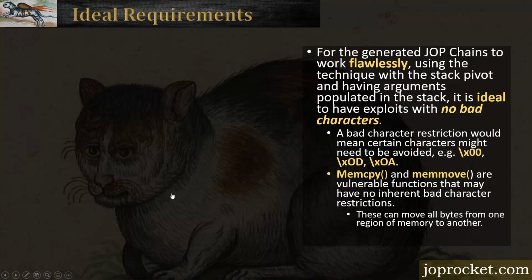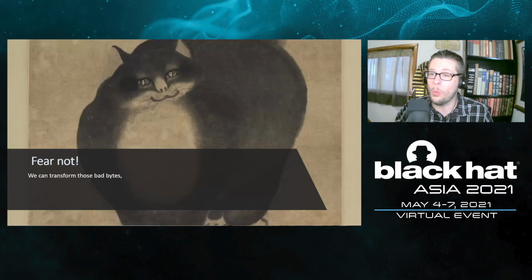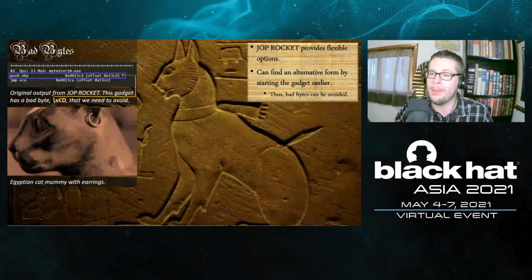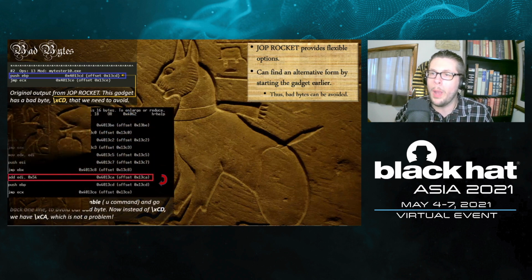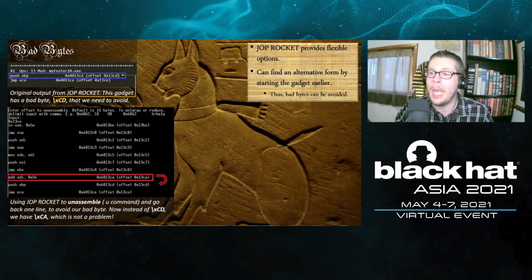Ideal requirements: well, of course, we need a dispatcher gadget for this to work. Next, ideally, we would have no bad bytes. However, we can still work with bad bytes if the gadget addresses do not contain them. Even if they do, bad bytes are not the end of the world because we can always change them to something else. One way around them is this method. Let's say CD is a bad byte. Well, let's do the unassemble inside JOP Rocket, and now I'll have CA.